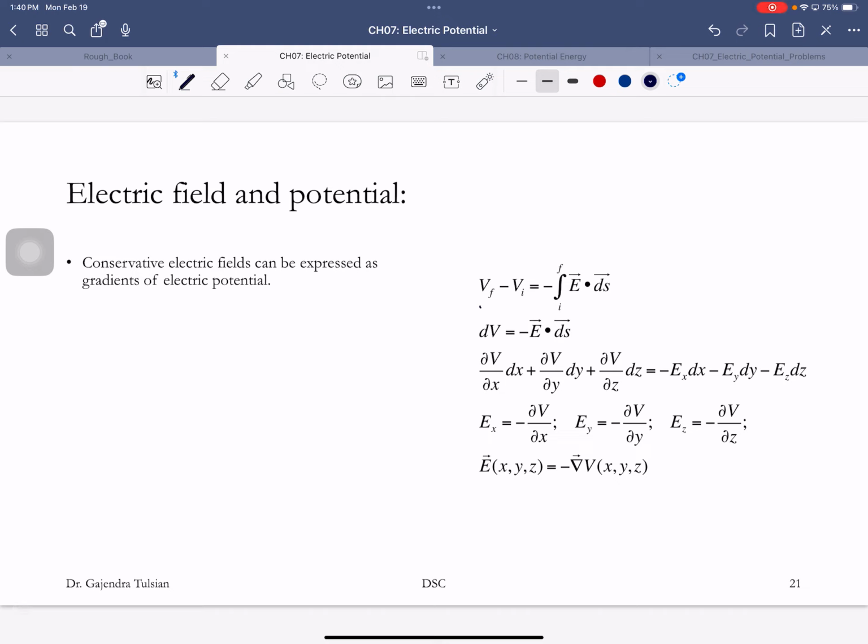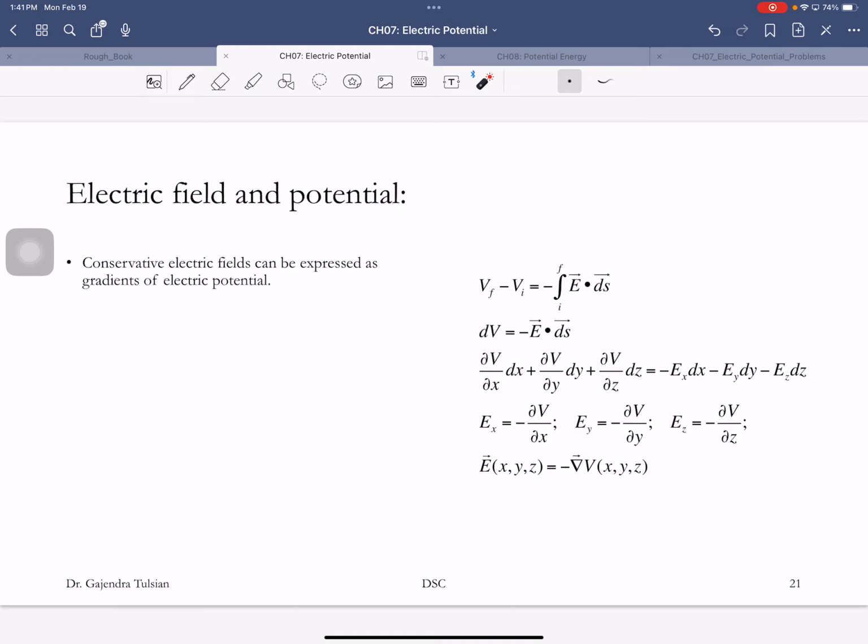Okay, so what this shows you is the following. So here the derivation of this equation. The electric field is negative of the gradient of electric potential. Okay? Now let me quickly go over the derivation, and then we really want to understand the meaning of this, okay? And I'll do an example.